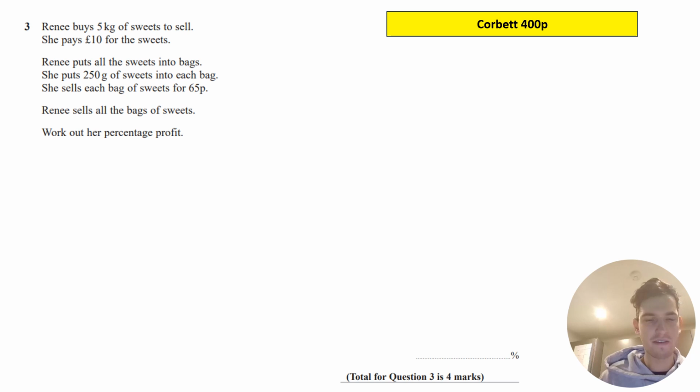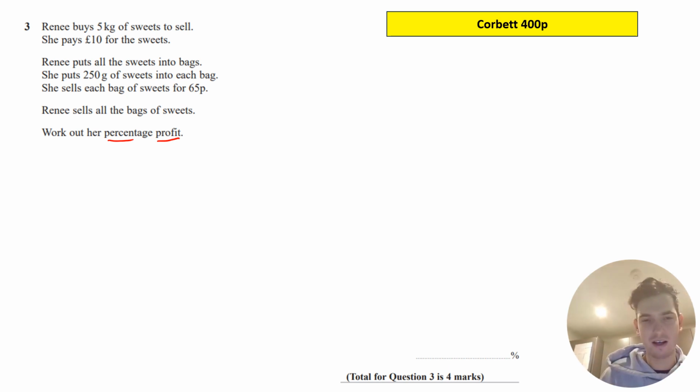Renee buys 5 kg of sweets to sell. She pays £10 for the sweets. Okay, so she pays £10. She puts all the sweets into bags. She puts 250 grams of sweets into each bag and sells each bag for 65p. She sells all the bags. Work out her percentage profit.